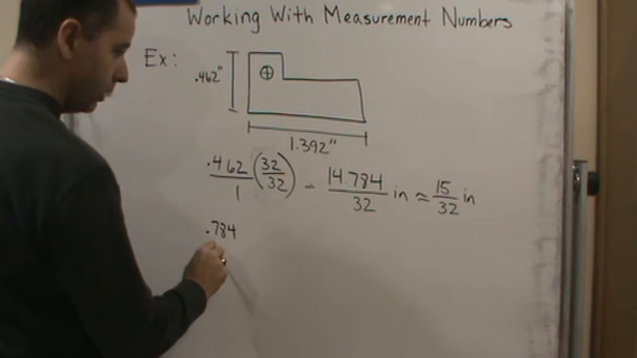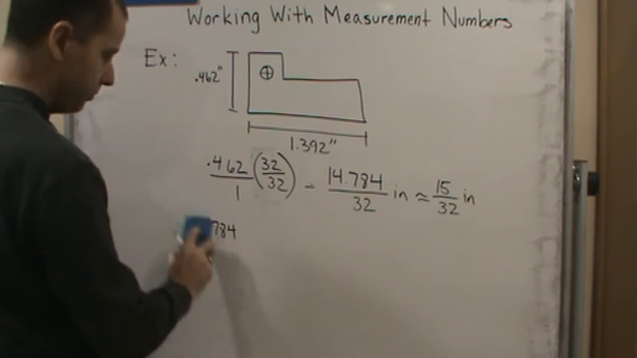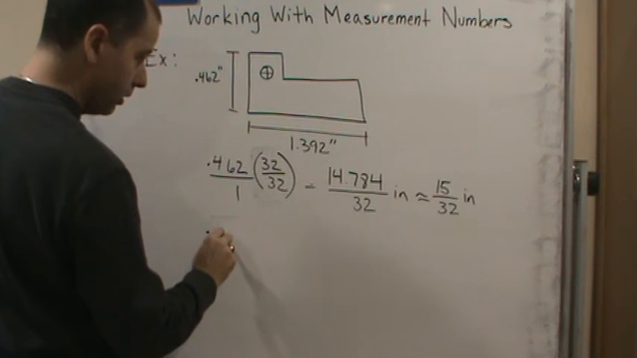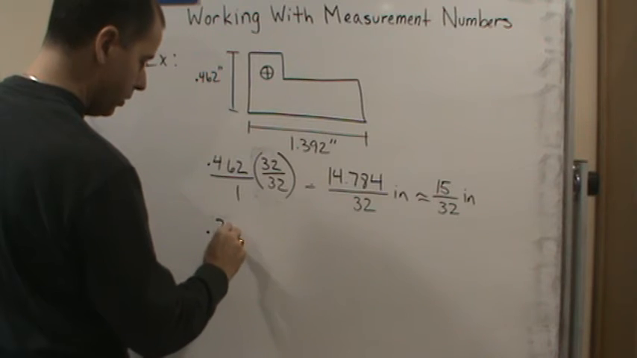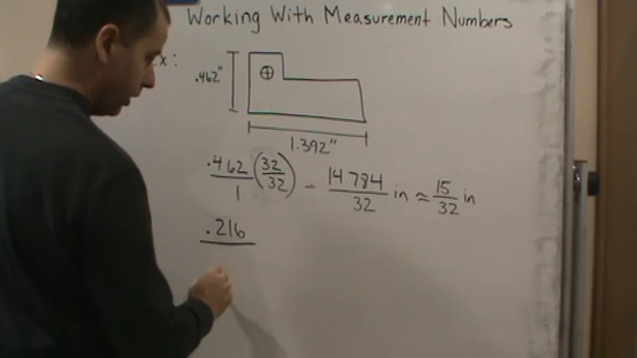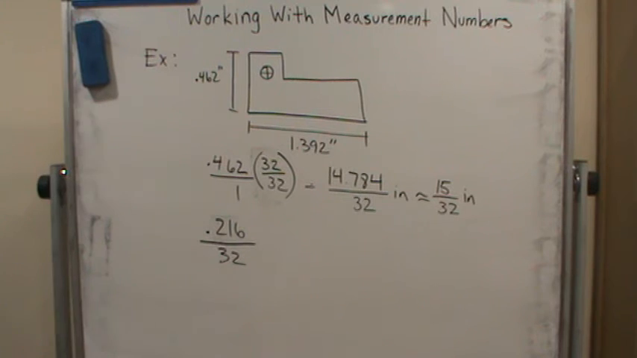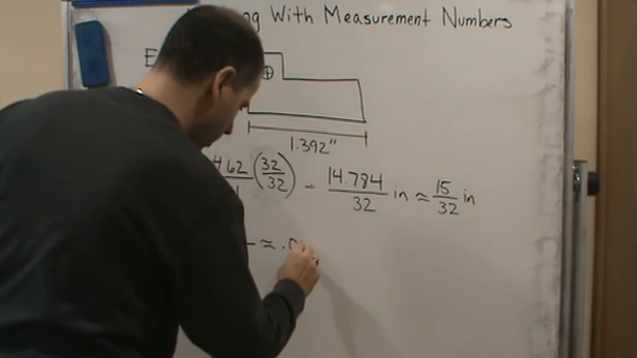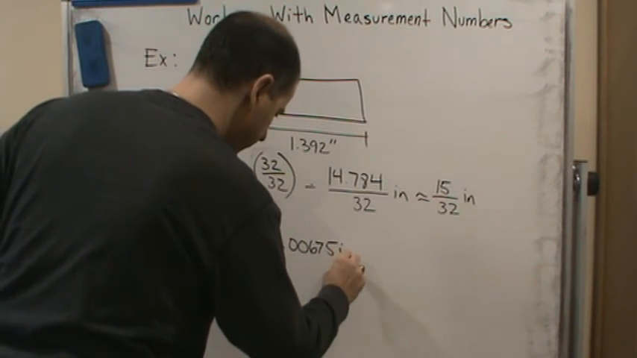So the error is, I'm off by what? Oh, no, sorry. 0.216 over 32, right? Because if I take 15 and subtract off 14.784, it leaves me 0.216 over 32, which then, if I put that in my calculator, gives me 0.00675 of an inch.